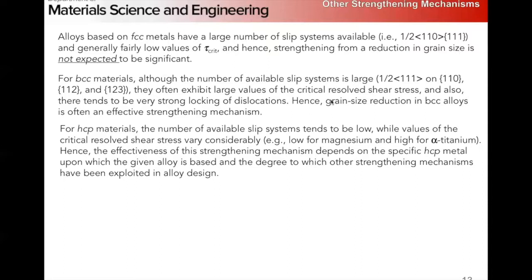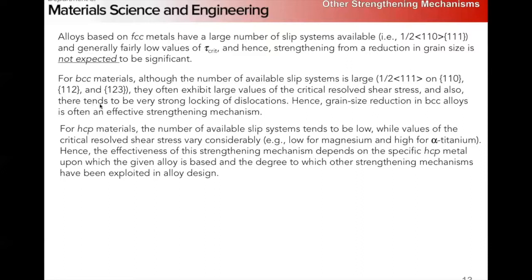If we consider BCC, we're going along the 111 direction on the 110 planes, right? So these are not close packed planes, right? And we can also go in the 111 direction on the 112 plane and the 123 plane, right? So we've got slip systems that are not degenerate, right? They're all different slip planes. They exhibit a large range of critically resolved shear stresses, right? The 110 systems are significantly easier to operate than 112 or 123, right?